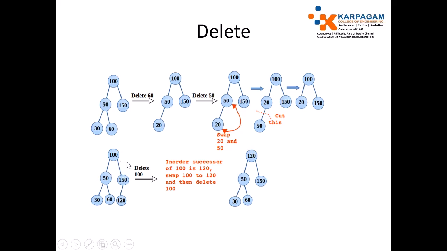Otherwise, we can take the in order predecessor. Predecessor means while performing in order traversal, what comes before 100? 60 only will come, no? So just replace with 60. Either one of the operations we can do. Either take the in order successor or the in order predecessor. Here I have taken the in order successor. So in the right side we have the smallest element, no?